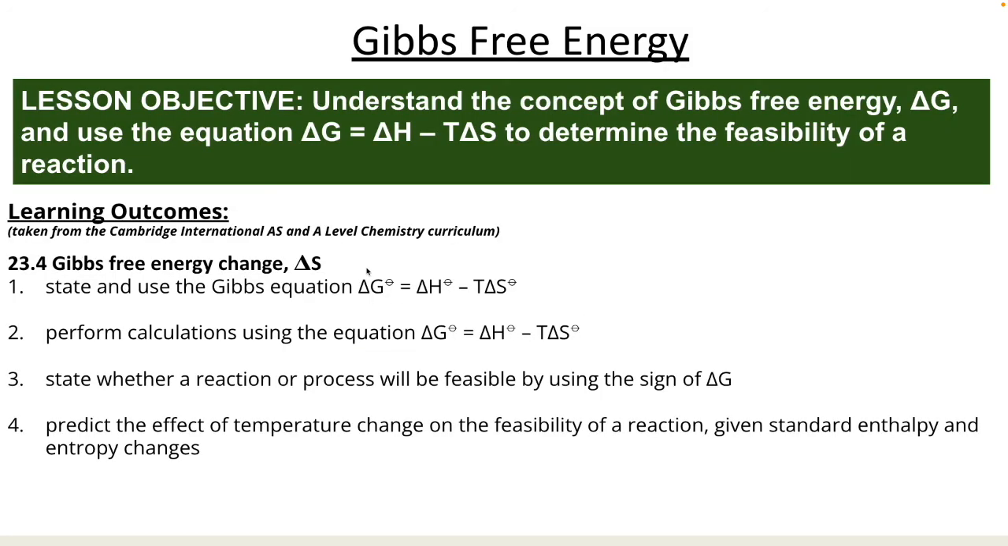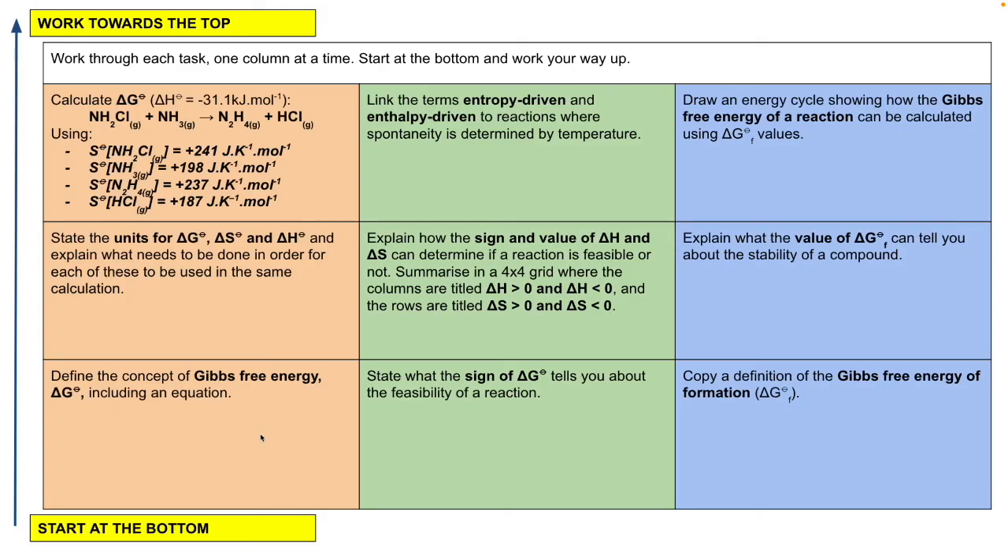And that concludes our lesson on Gibbs free energy. What have we done? We stated and used the Gibbs equation, delta G equals delta H minus T delta S. We performed calculations using it. We stated whether a reaction or process will be feasible, spontaneous, same description, by using the sign of delta G. And we predicted the effect of temperature change on the feasibility of a reaction given standard enthalpy and entropy changes.